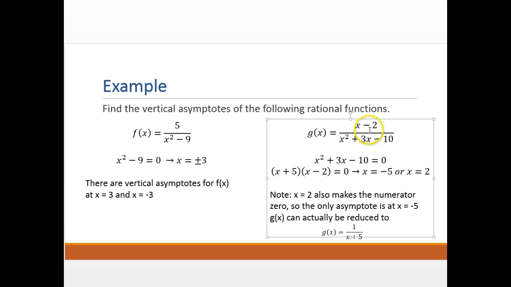In fact, I can factor out an x minus 2 from the numerator and the denominator and rewrite g of x as 1 over x plus 5. And that's a better example of the graph that it actually is. It has what's called a removable discontinuity at x equals 2. In other words, there's just a hole in the graph at x equals 2.